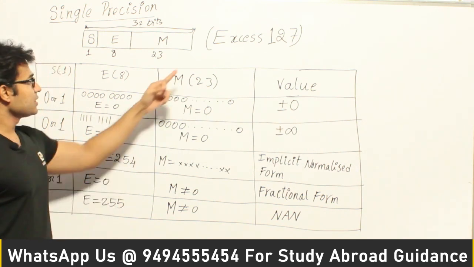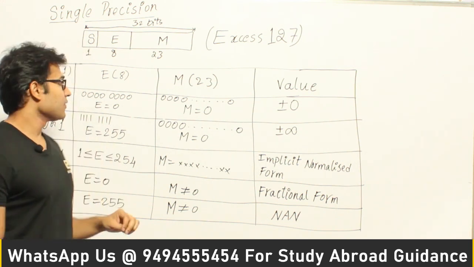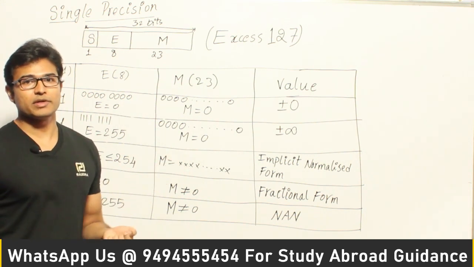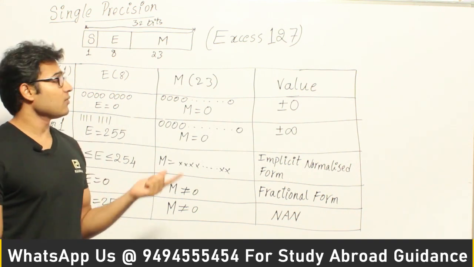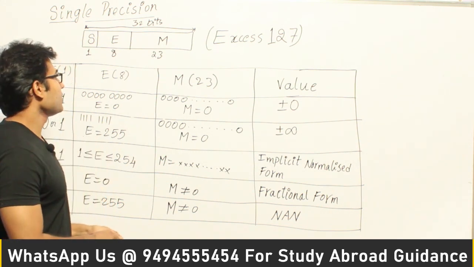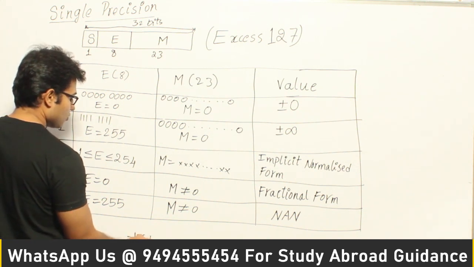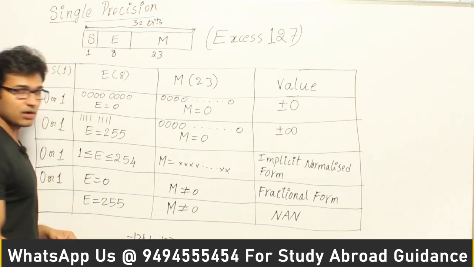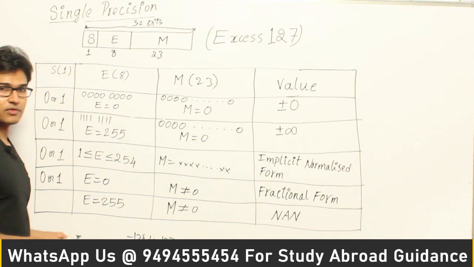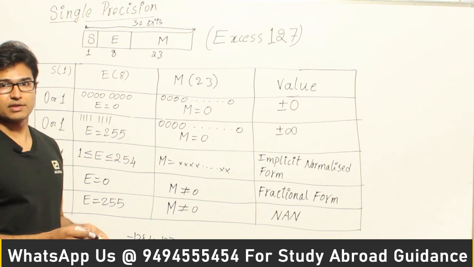Now the reason why we are using excess 127 instead of excess 128 is, if you are going with excess 128, then there is a chance that we might get 255. If a number is having an exponent of 127, let us say, and to that 127 if I add 128, then it is going to give me 255, right? With 8 bits the range possible is minus 128 to 127. That is why we are not going with excess 128, we are going with excess 127, okay?